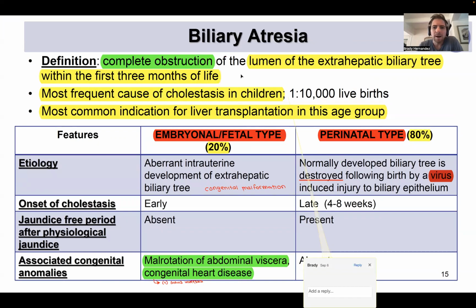Biliary atresia, so if there's some sort of blockage there, complete obstruction, that's going to be a problem. You're going to need to fix that surgically.